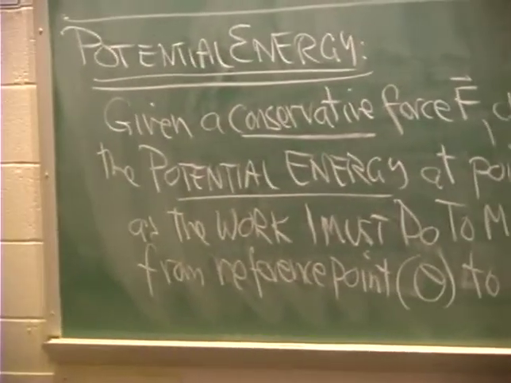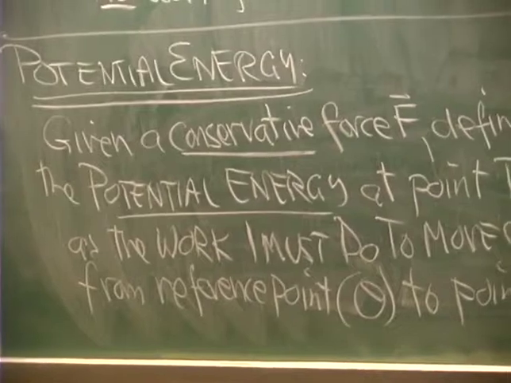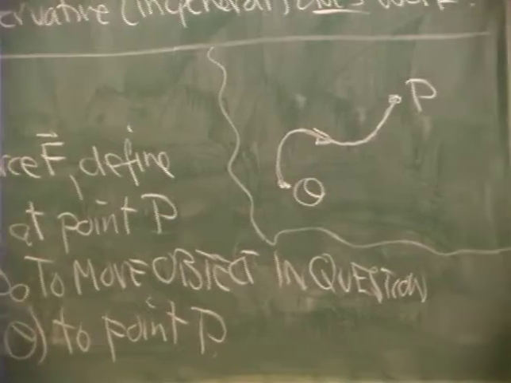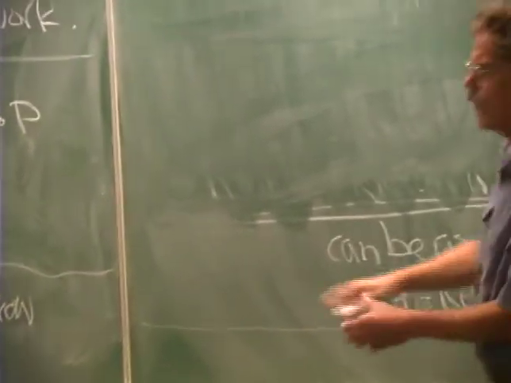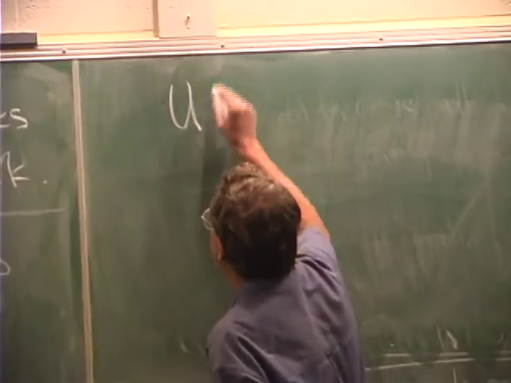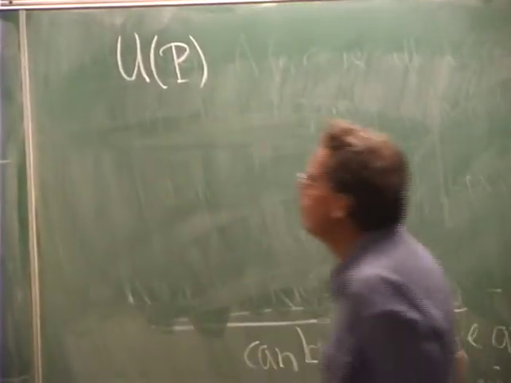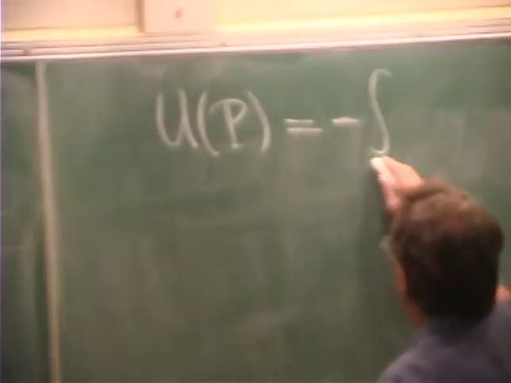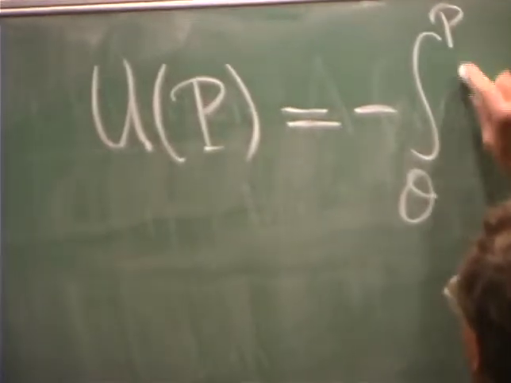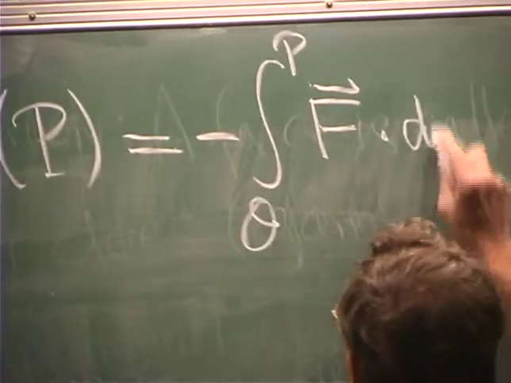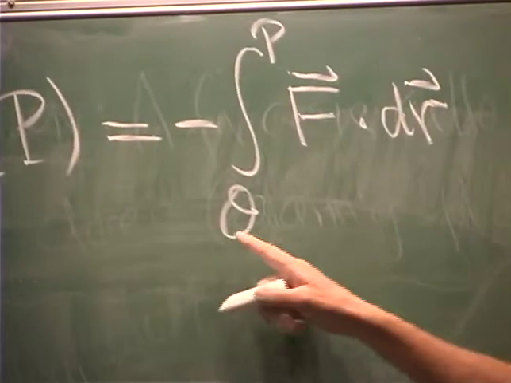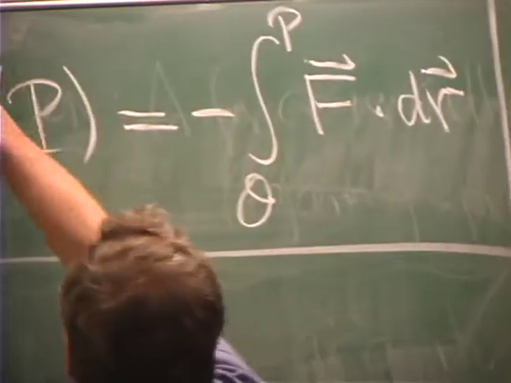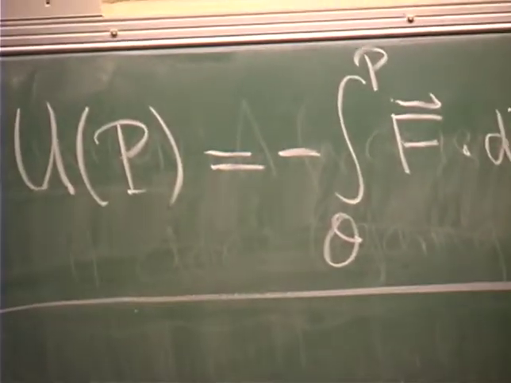Now I'm going to make 4 comments on that definition. Well, let's first write down what this says formally. It says that U, we'll use the letter U as the book does, for the potential energy at point P is equal to minus the integral from the reference point O up to the point P of F dot dr. That's the work done in moving the object from O up to P. Comments?